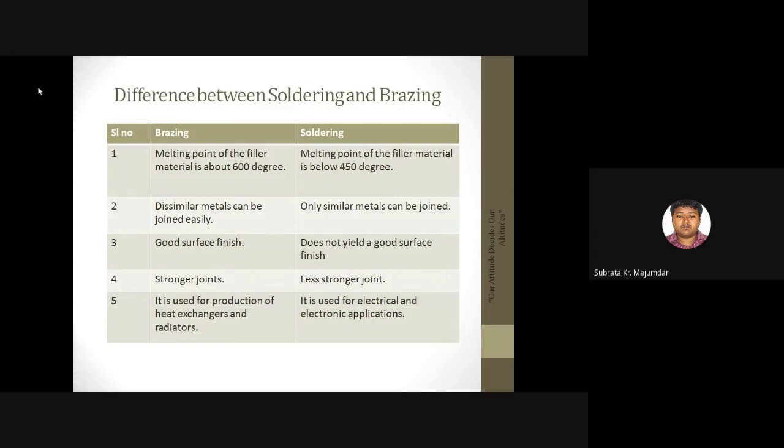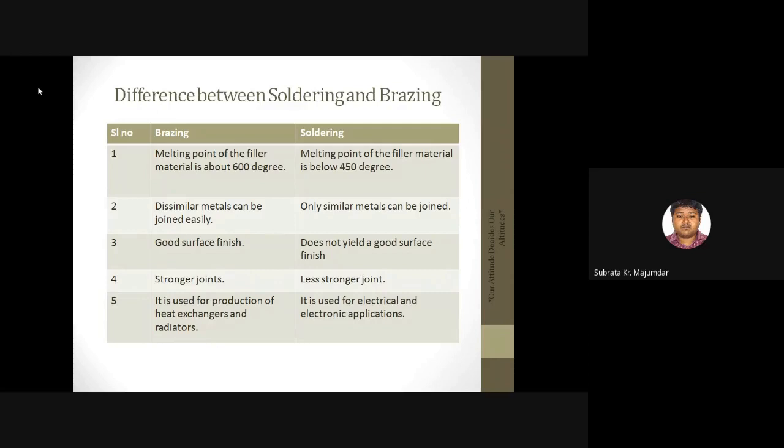The first difference between soldering and brazing: solder can be applied to metals having a melting point less than 450 degrees centigrade, and brazing can be applied to metals having a melting point less than 600 degrees centigrade. The second difference between soldering and brazing is that in brazing we can join two dissimilar metals, but only similar metals can be joined with the help of soldering.